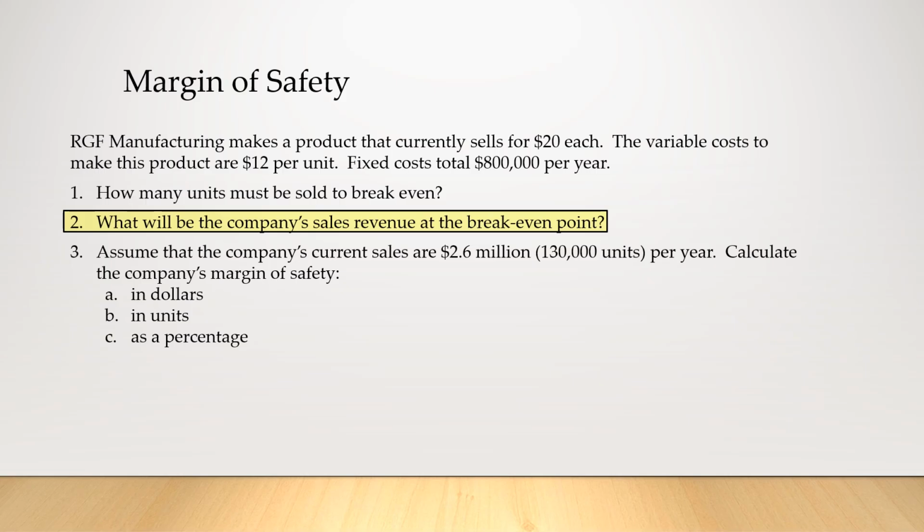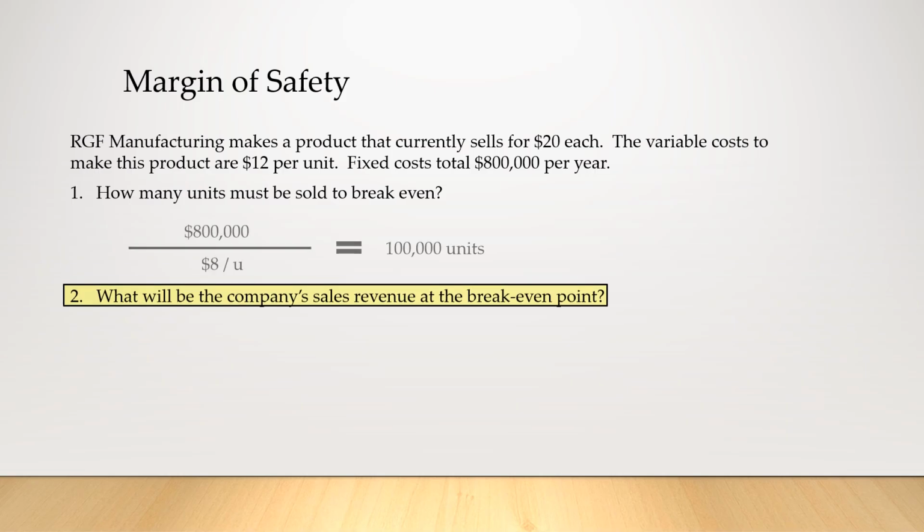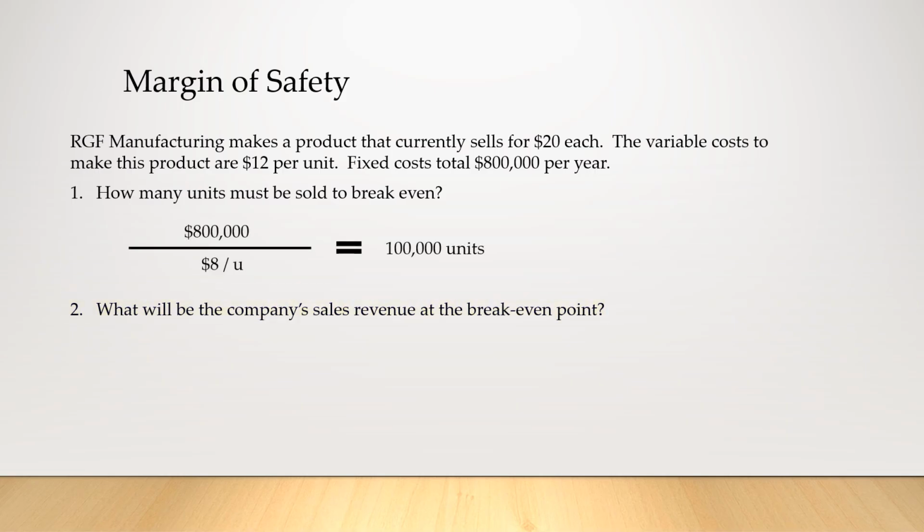Number 2. What will be the company's sales revenue at the break-even point? Take the unchanged fixed costs and divide it by the contribution margin ratio, which is the unit contribution margin expressed as a percentage of sales, or 40%. The necessary sales revenue to break even: $2 million. This amount reconciles mathematically to the product of the unit sales price and break-even units.